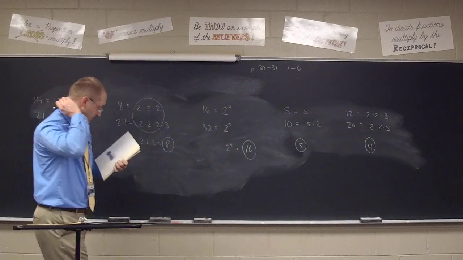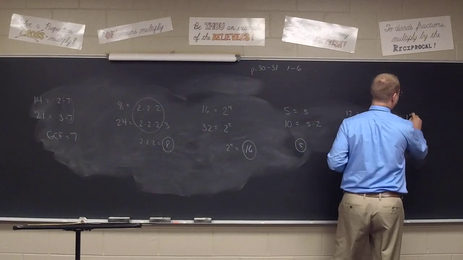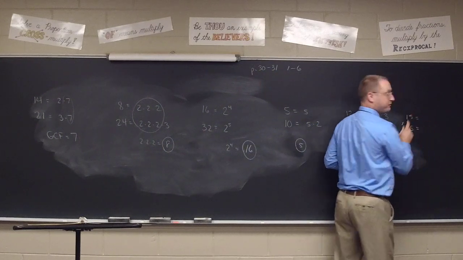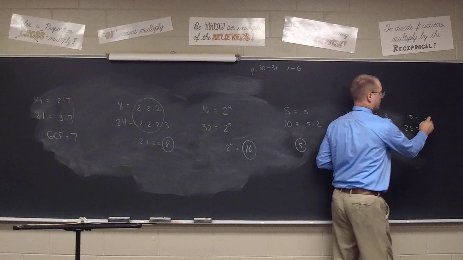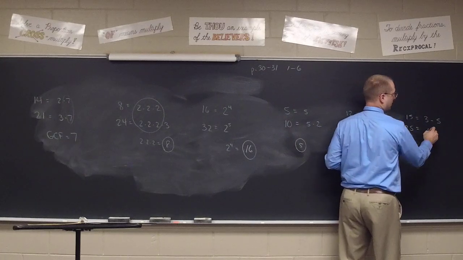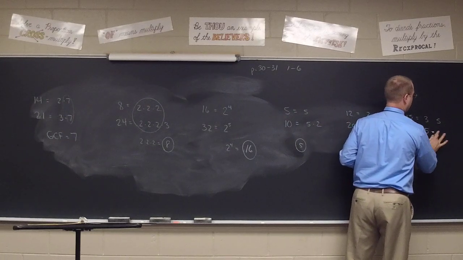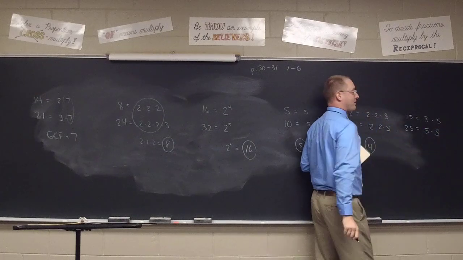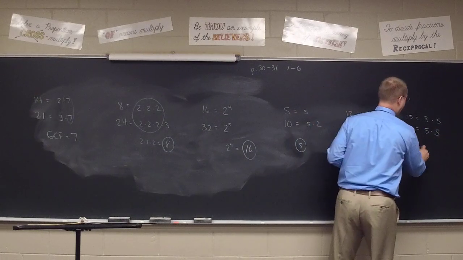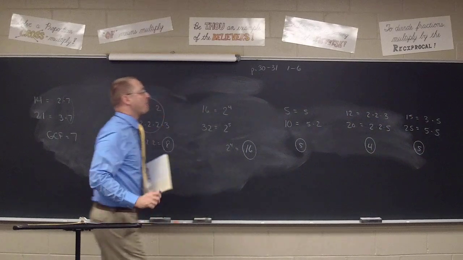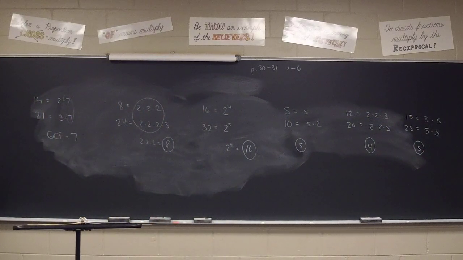And then for number 6, we got a 15 and a 25. And let's see, Corey, 15's factors. 3 times 5. And 25? 5 times 5. All right, and what do they have in common? 5. And that's all they got in common, so that's the greatest common factor. How many are all of these correct? All of them are right.